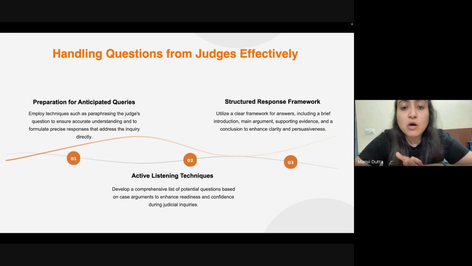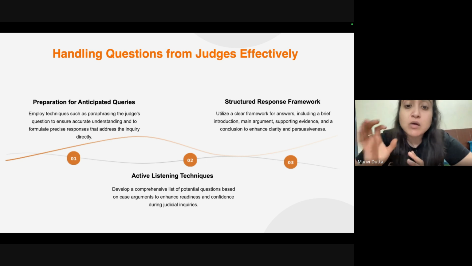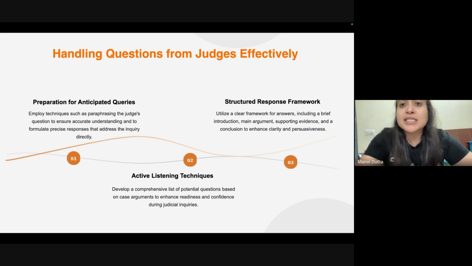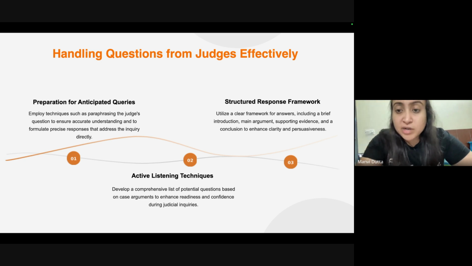Secondly, you should always develop a comprehensive list of potential questions that may be based upon case arguments, so that you can enhance your confidence, and you are very much prepared, very much ready with the anticipated questions that might arise from the contended arguments as well as the contended legal issues. And you should always utilize a clear framework for answers, including a brief introduction, main argument, supporting evidence, and a conclusion to enhance clarity and persuasiveness. That must be there.